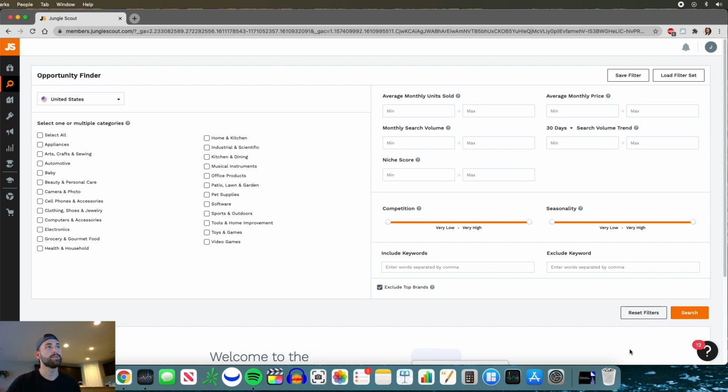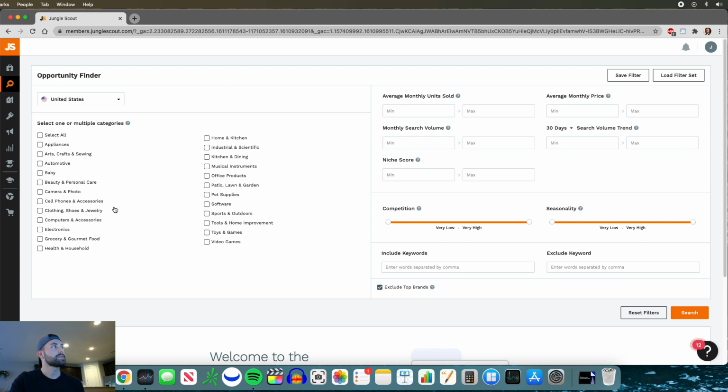This is the Opportunity Finder. The Opportunity Finder allows you to search all the product categories based on your filters and find a strong niche. Now, a strong niche is based on competition. It's based on the demand for that product. There are a lot of different factors that go into it, but you really want to find a product category that has a strong niche. That way you can sell that product there in the long term, and you know that there's going to be demand and little to no competition.